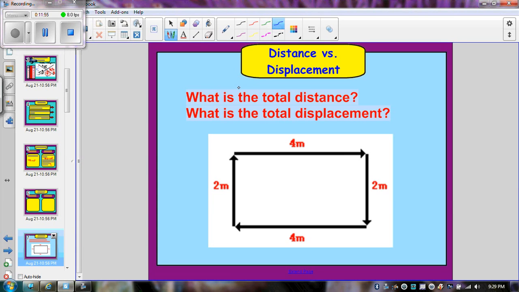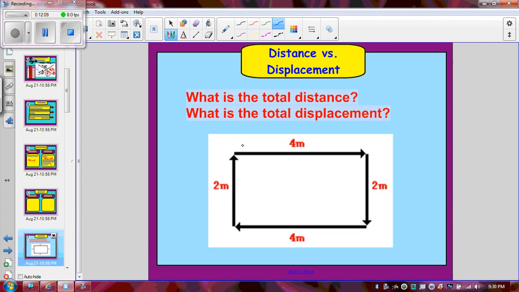Notice the pattern. It looks like an object is going up 2 meters, to the right 4 meters, down 2 meters, and to the left 4 meters. Let's first talk about what's the total distance. Well, you might be wondering, well, where does the object start? In this example, it really doesn't matter since the object is going in a circular or rectangular motion. But for argument's sake, we'll say the object started right here to the upper left.